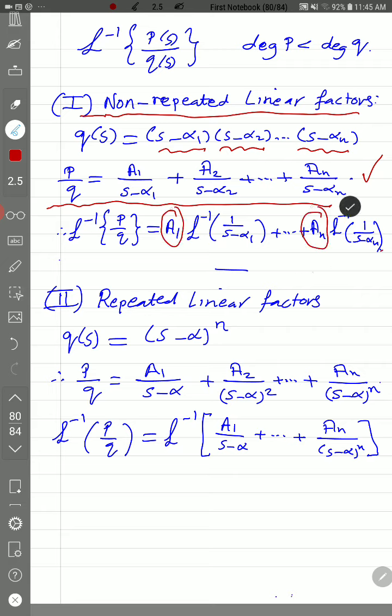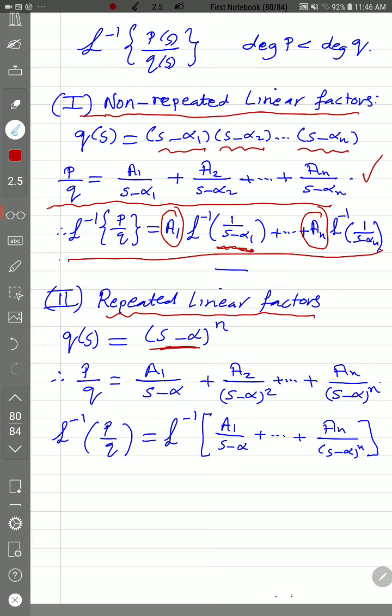Okay? So this is the result. Then you take L inverse for both sides, and you get it. And this, if you remember, you go to the table and you calculate. This is s. It will be e^(alpha 1 t) and until this. Repeated linear factors, this is the second case, when you have linear and repeated.